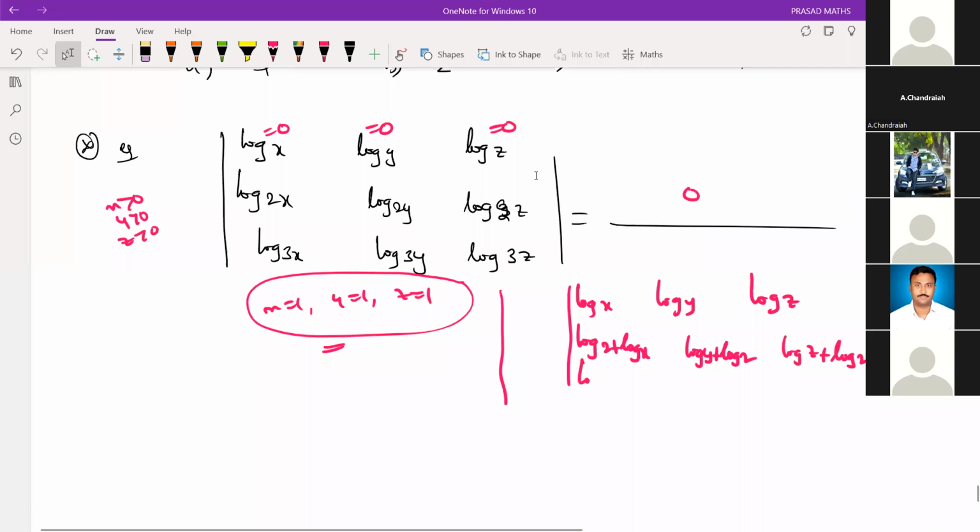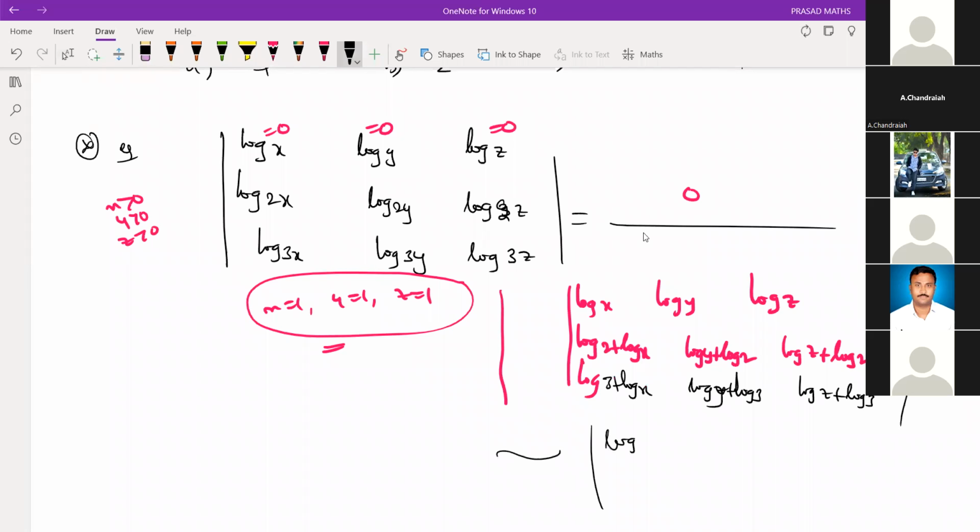Sir, log 3 plus log x, log z plus log 3, log y, sorry, log z plus log 3. Yeah, now do a row operation. Your log x is there. What you do is subtract: log x, log y, log z. R2 minus R1, replace the second row by second row minus first row. Therefore log x cancels, log 2, log z means log 2.